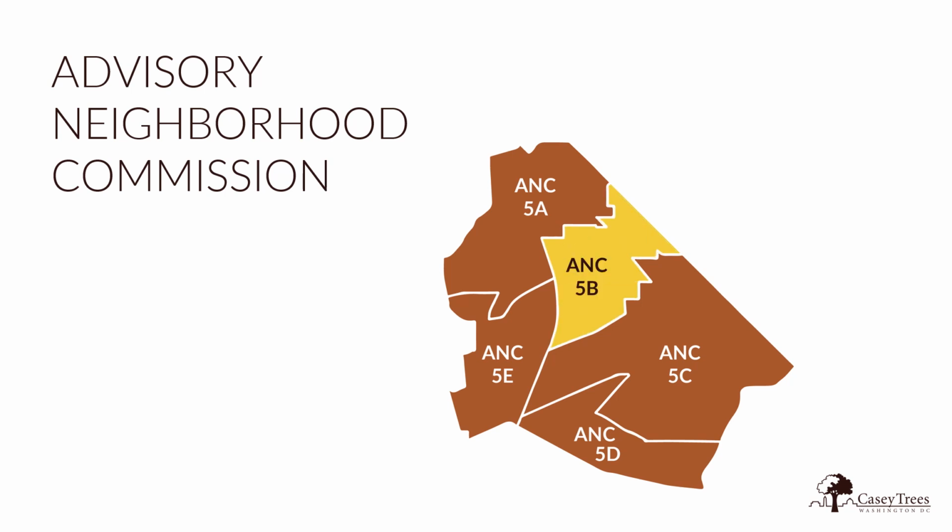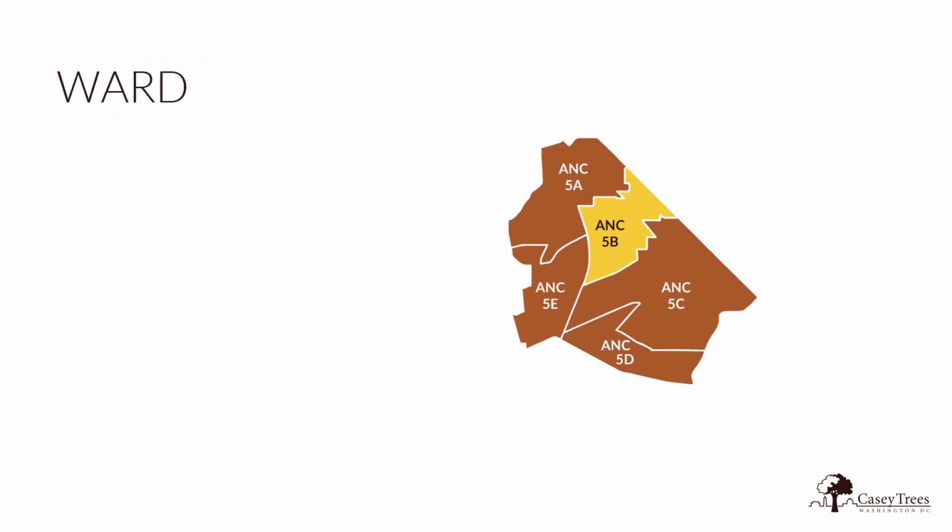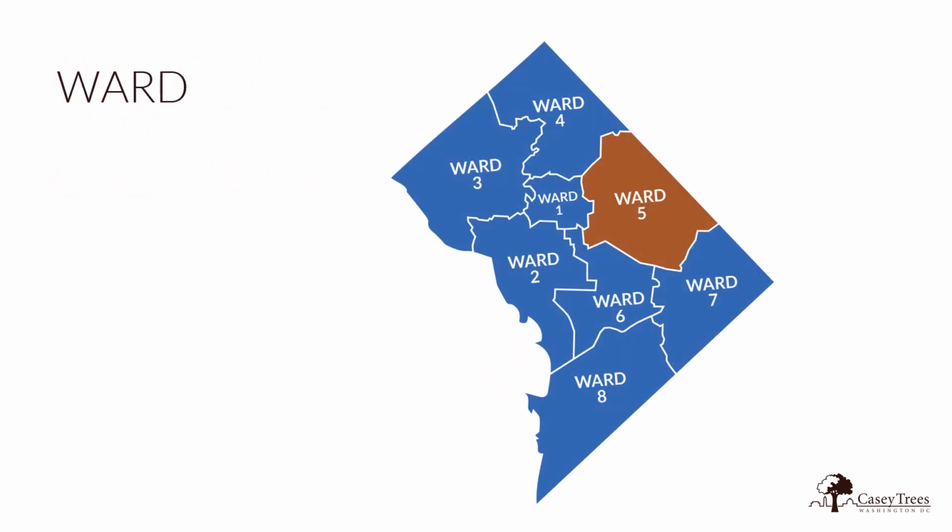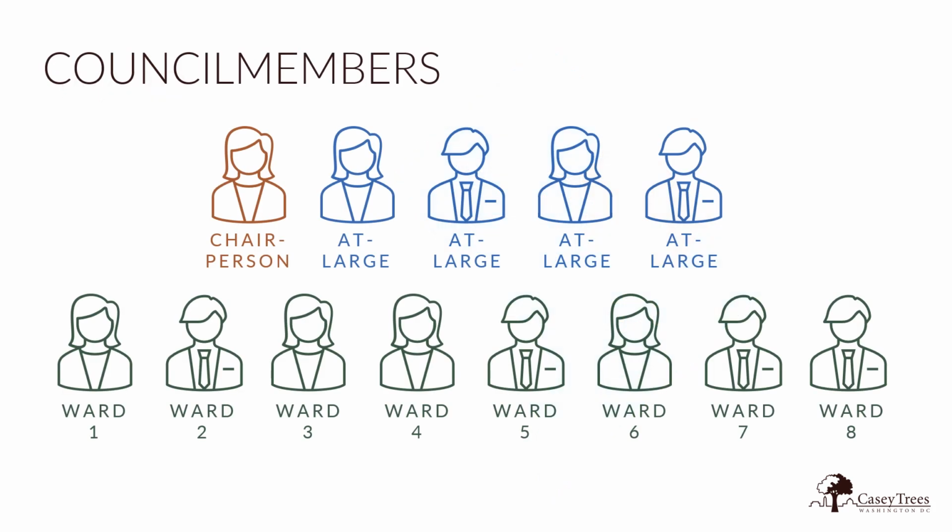When all of the ANCs are put together, they create a ward. There are 8 wards in the district, and each is represented by a council member on the DC Council. In addition to the 8 ward representatives, there are 4 at-large members and a chairman, each who represent the district as a whole, rather than a single area.